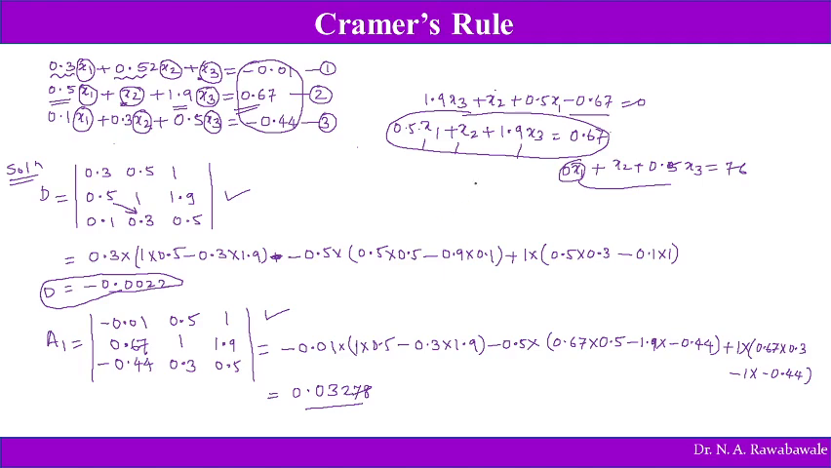Else, if you put the equations in a random fashion, then that will not lead to the accurate answer. So today we stop here with Cramer's rule, and tomorrow we will see the Gauss elimination method. Thank you.